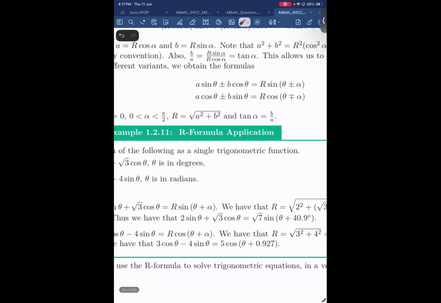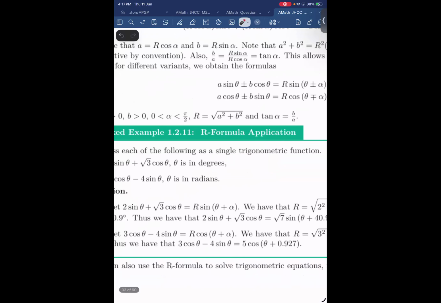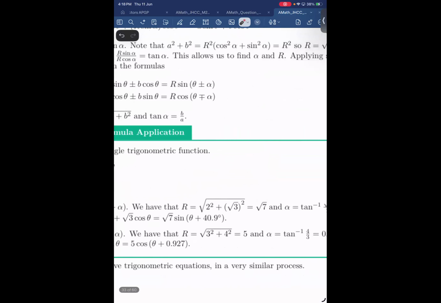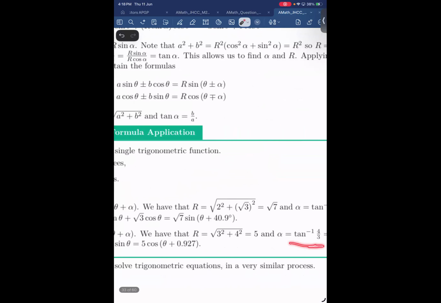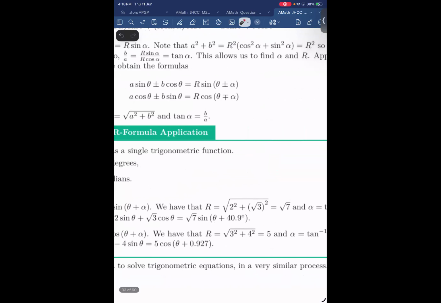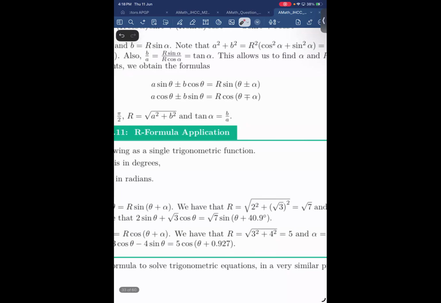Then the next one, now the cosine is in front. So that means here should be a plus, and this term should be a cosine. The R will be equal to 5, and alpha will be tangent inverse of 4 over 3. Notice that it's not tangent inverse of minus 4 over 3, it's tangent inverse of 4 over 3. Don't care about signs. So 0.927 in radians. Then it will equal R cosine of theta plus alpha.